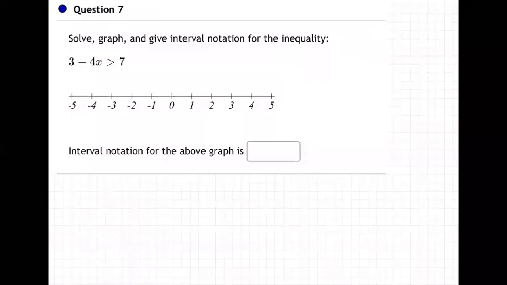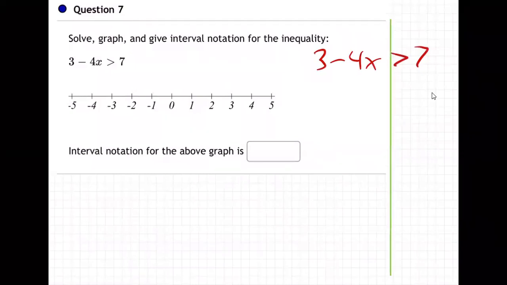Okay, so on this one, it's going to be 3 minus 4x greater than 7. Now remember, the greater than, less than is like the equal sign. It's the center. So we're trying to solve for x here. X is not alone, so we've got to subtract 3 from both sides.